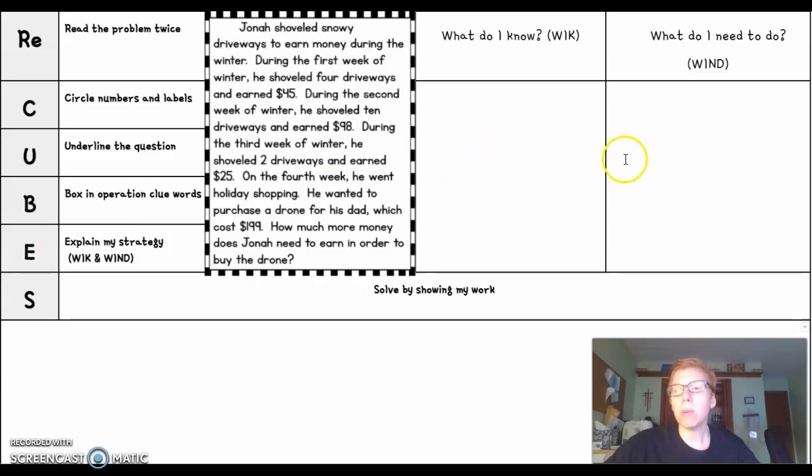Okay, so we have read that word problem twice, and I'm glad I read it the second time because I caught some things in that word problem I didn't see the first time. Maybe you did too. So we've done this step. Put an X over that.